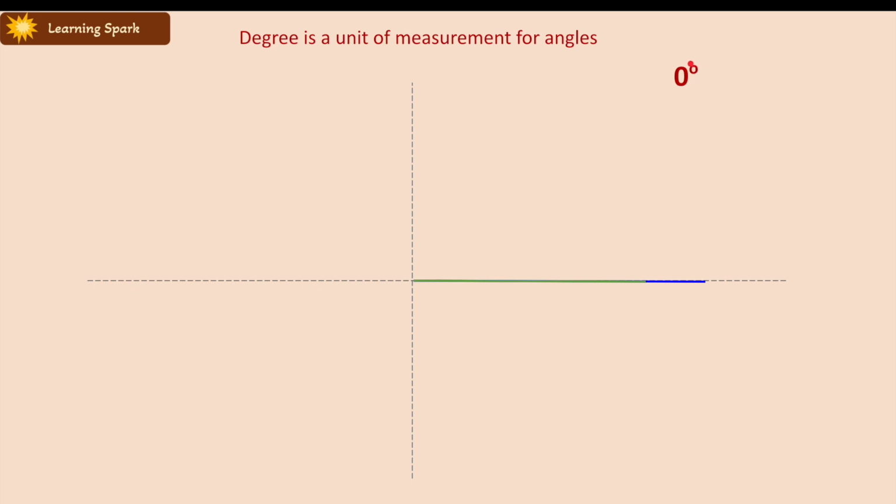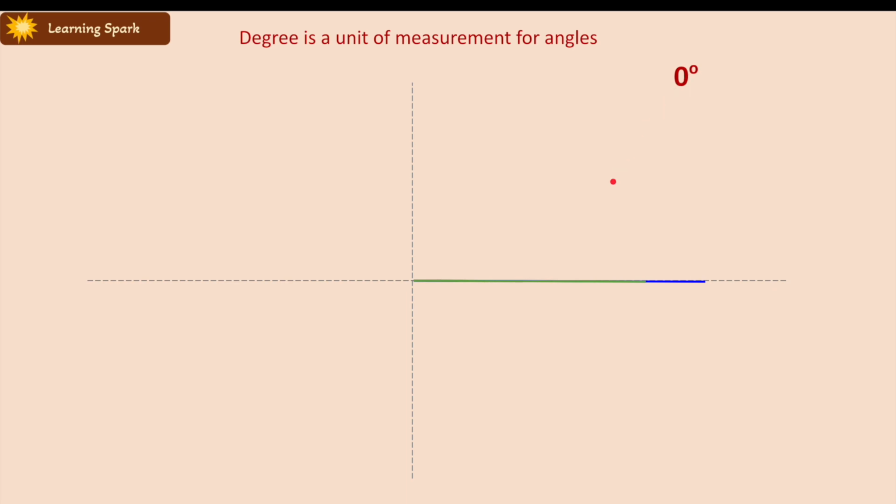Angle is zero. And the sign that you are seeing here, this is called degree. Degree is the unit of measurement for angles. So we measure angle by degree. Just like we measure length by meter, we measure say weight by kilogram or gram. Similarly, we measure angle with degree. And the sign of degree is like this.